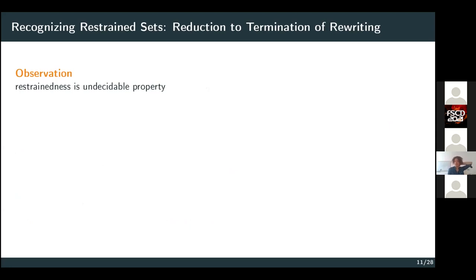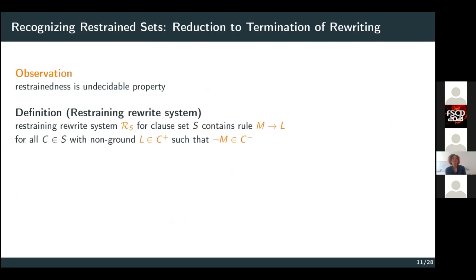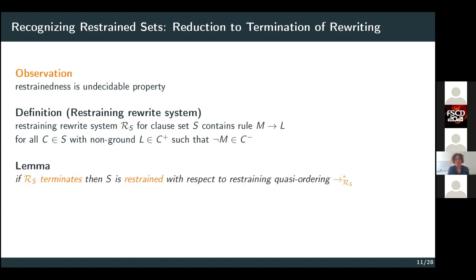Okay, now, since it relies on the existence of an ordering, restraintness is unfortunately an undecidable property. And that's where termination tools from the area of rewriting can come to help. So we define a restraining rewrite system for a clause set S as follows. We demand that this system R_S contains for every clause C in S and every non-ground positive literal L in C, a rule M goes to L, such that not M is a negative literal in the same clause. And then we can show that if the rewrite system terminates, then S is indeed restrained with respect to the restraining quasi-ordering that we obtained by taking the reflexive and transitive closure of the rewrite relation.